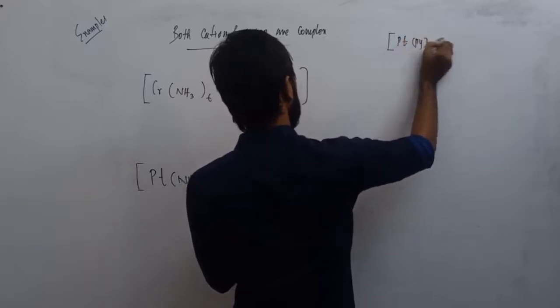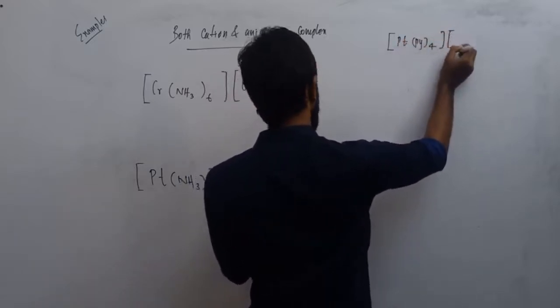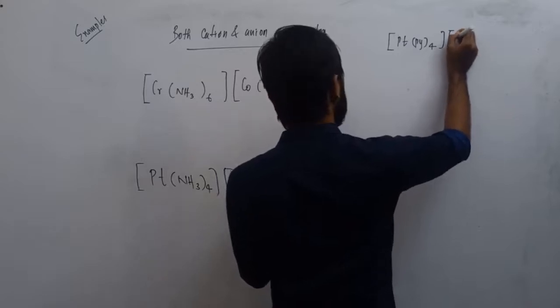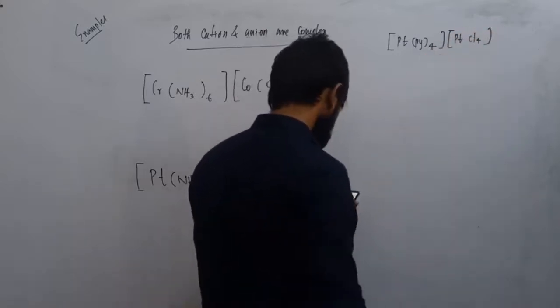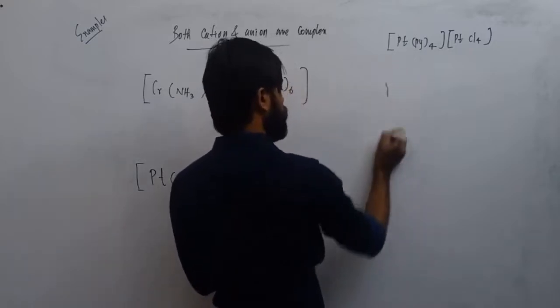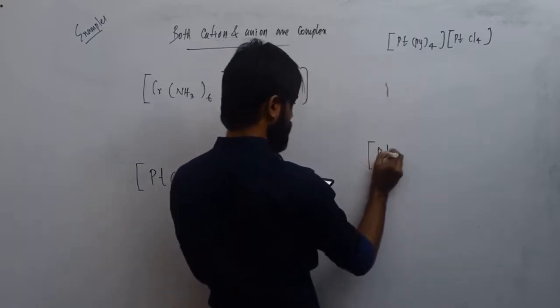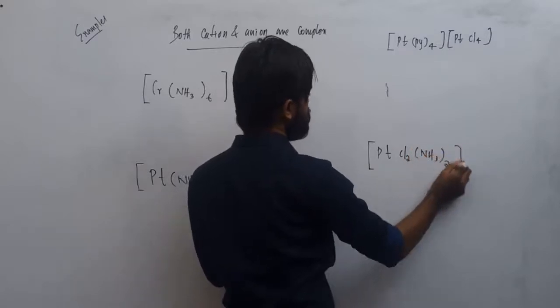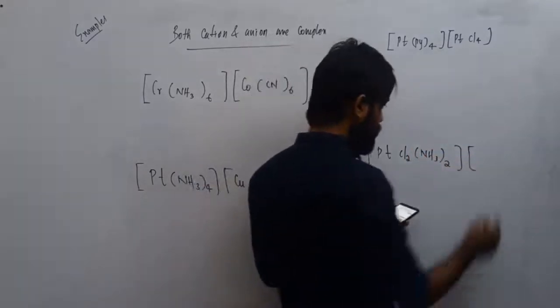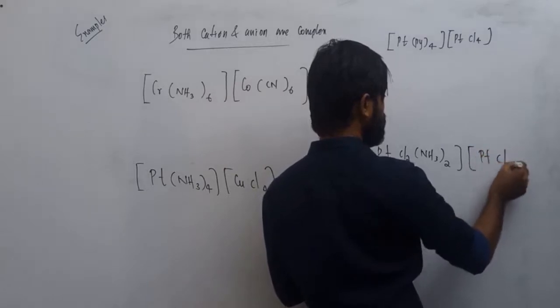Py 4 times all of Pt Cl4. One more, Pt Cl2 NH3 twice all of Pt Cl4.